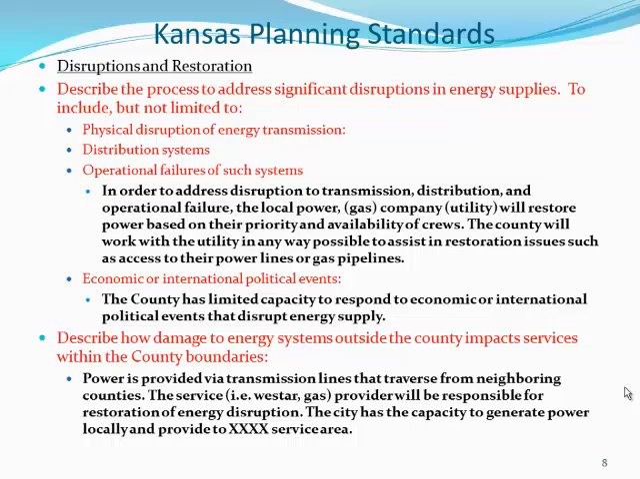What some people have said is power is provided via transmission lines that traverse from neighboring counties. And then the service, such as, say, Westar or a gas provider like Black Hills, would be responsible for restoration of the energy distribution system were it to be impacted.